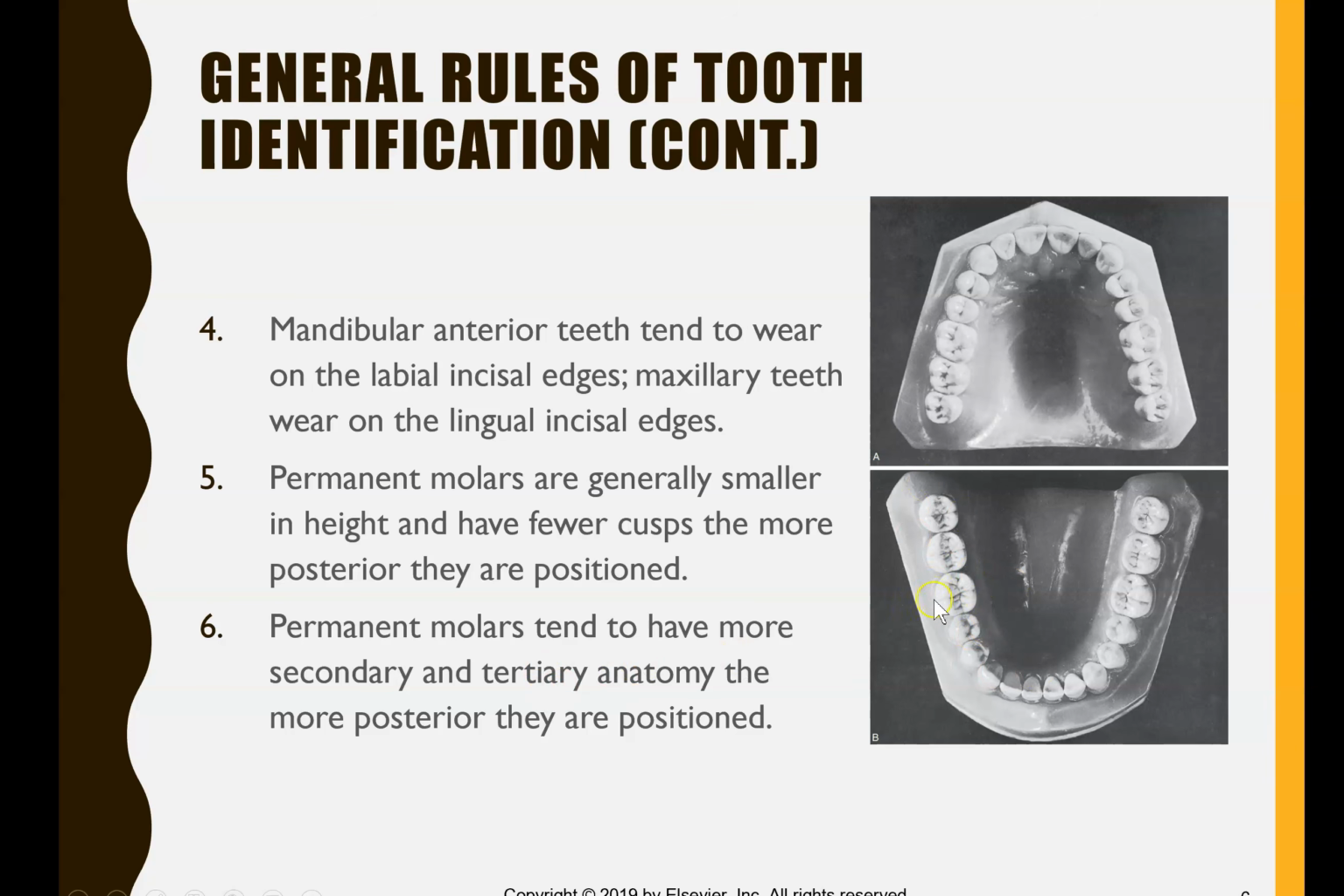And you can see that here. Maybe not so much, but if you look at the first molar, we can see some grooves. But when you get to the second molar, we see even more grooves. So this is secondary anatomy. When we get to the third molar, tertiary anatomy is happening. You're seeing a more wrinkled appearance, a lot more grooves. So the more posterior you go, the more wrinkly they become.